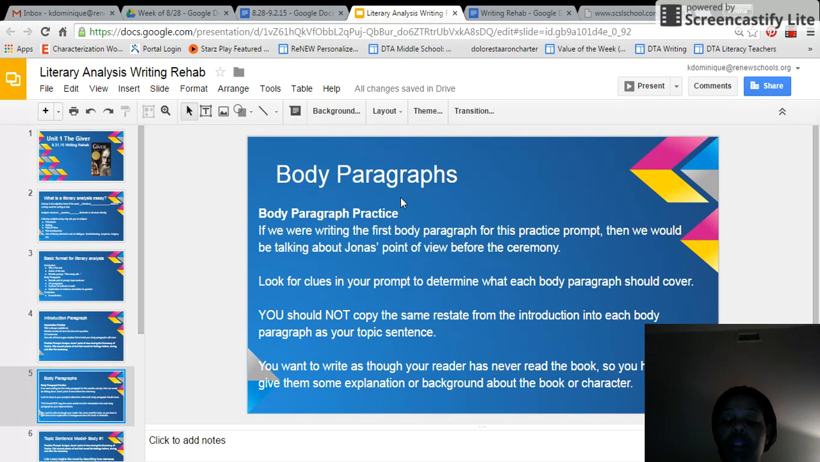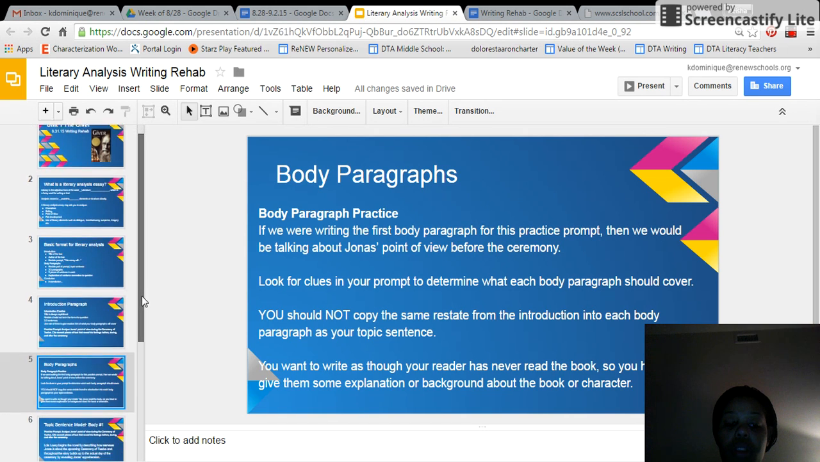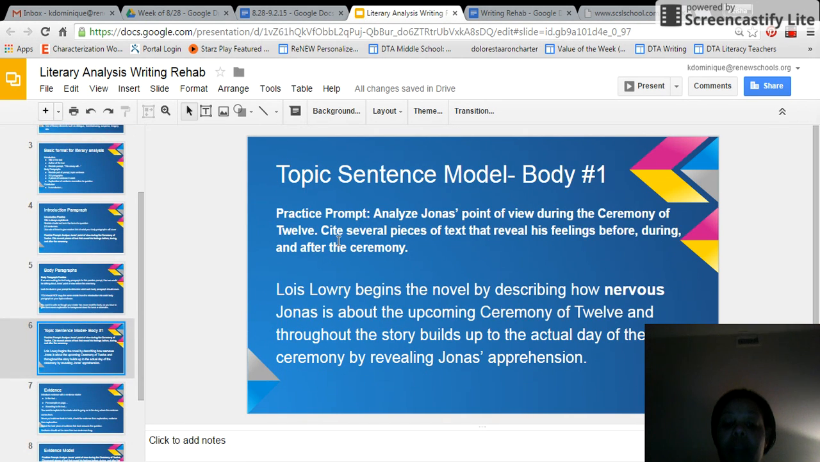You want to write as though your reader has never read the book. So you have to give them some explanation or background about the book or the character. So here we go. Look at my topic sentence for body paragraph number 1. Lois Lowry begins the novel by describing how nervous Jonas is about the upcoming ceremony of 12.